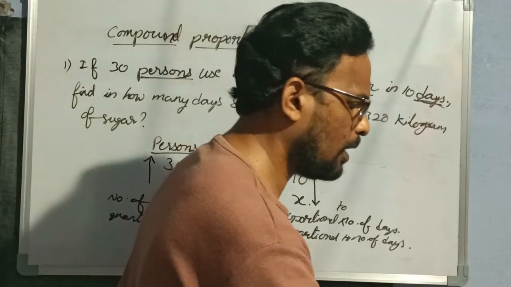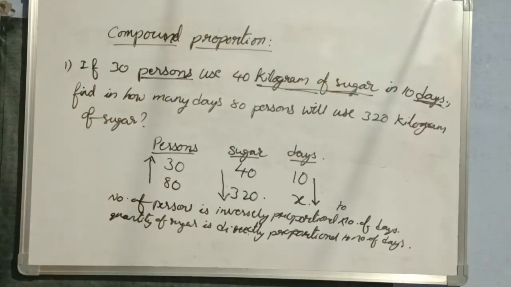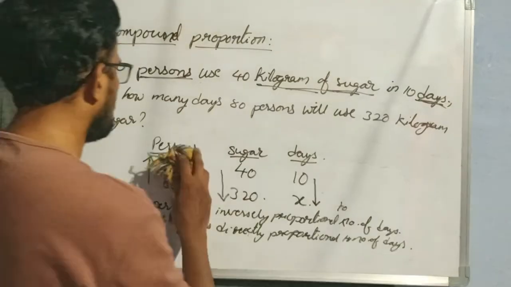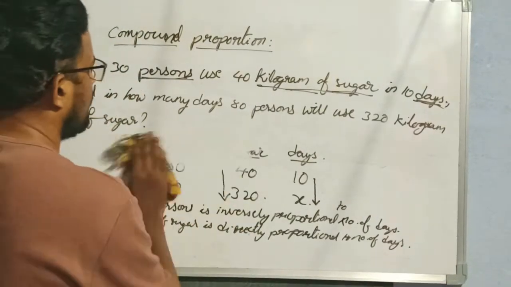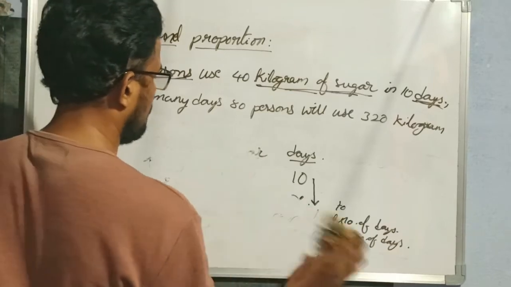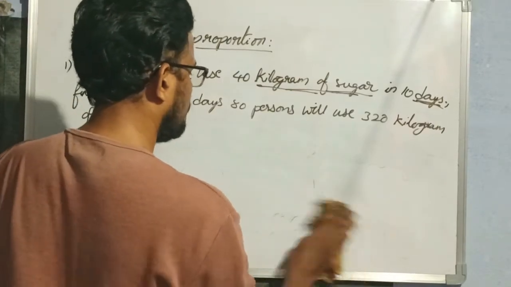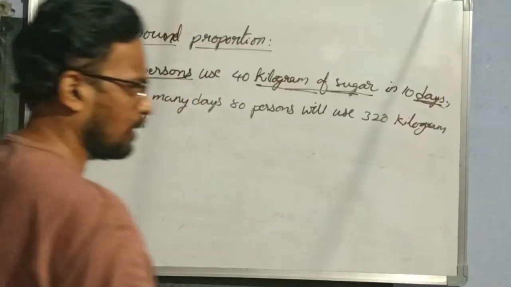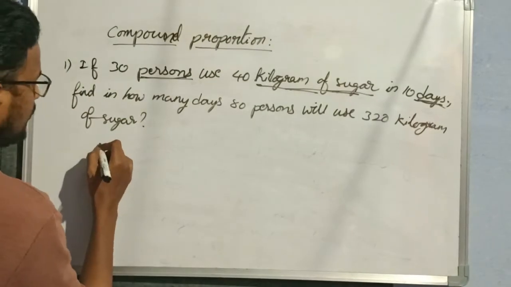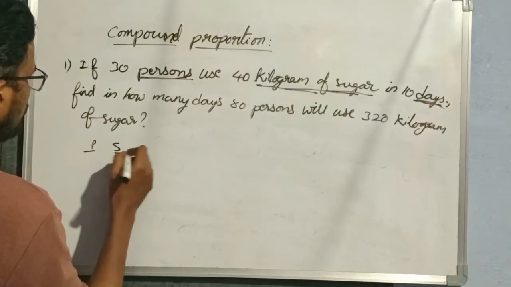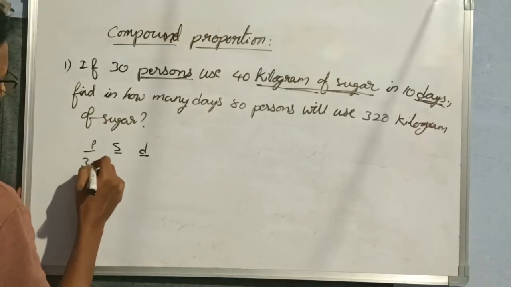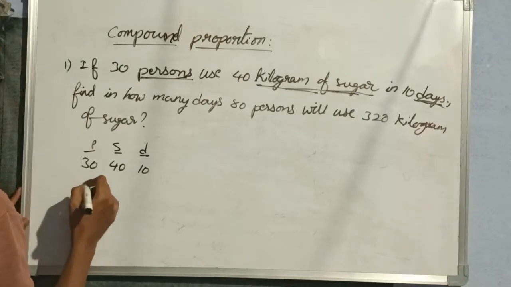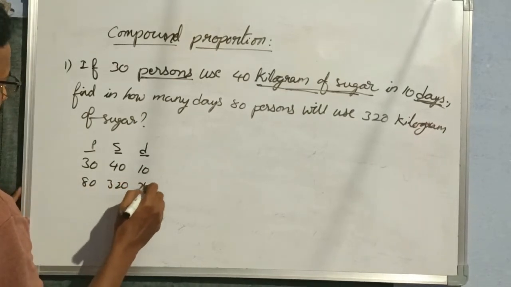So now let us go to our continuation of the problem. Anyone want to note down? Note down please. Okay, now I am erasing. If not, take a screenshot, that is enough. Sorry, I should not have erased that. Okay, nothing will happen. Let me write this beside persons, sugar, days. So 30 people, 40 kilograms, 10 days, 80 people, 320 kilograms, x.